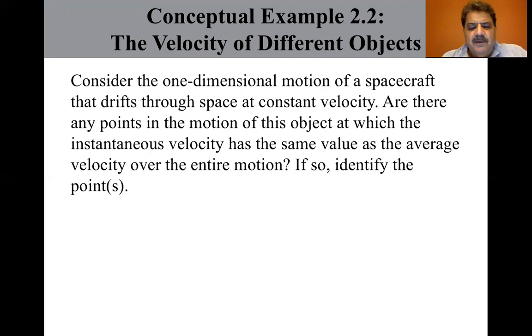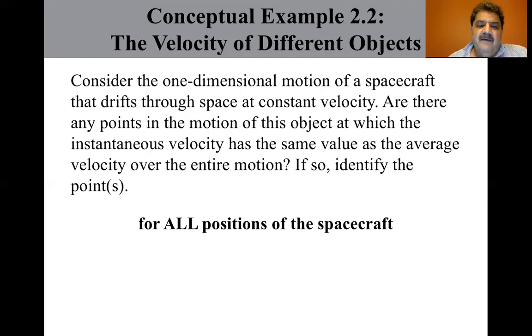Consider the one-dimensional motion of a spacecraft that drifts through space at constant velocity. Are there any points in the motion of this object at which the instantaneous velocity has the same value as the average velocity over the entire motion? If so, identify the points. Because the spacecraft's instantaneous velocity is constant, its instantaneous velocity at any time and its average velocity over any time interval are the same. For all positions of the spacecraft, this is true.